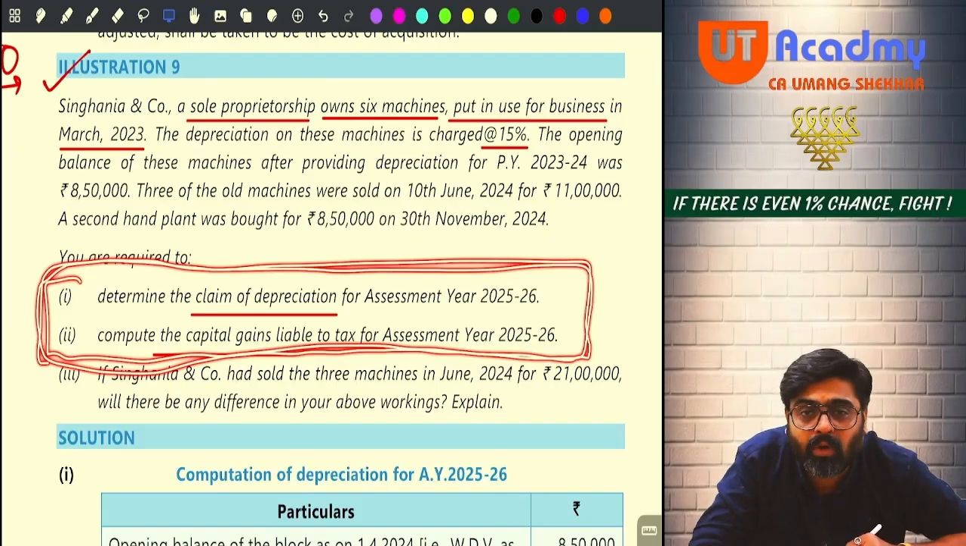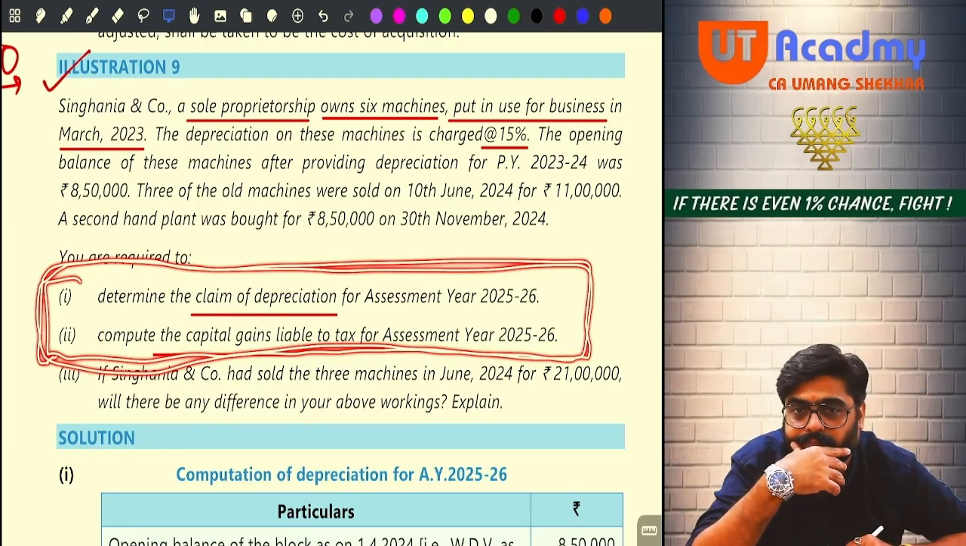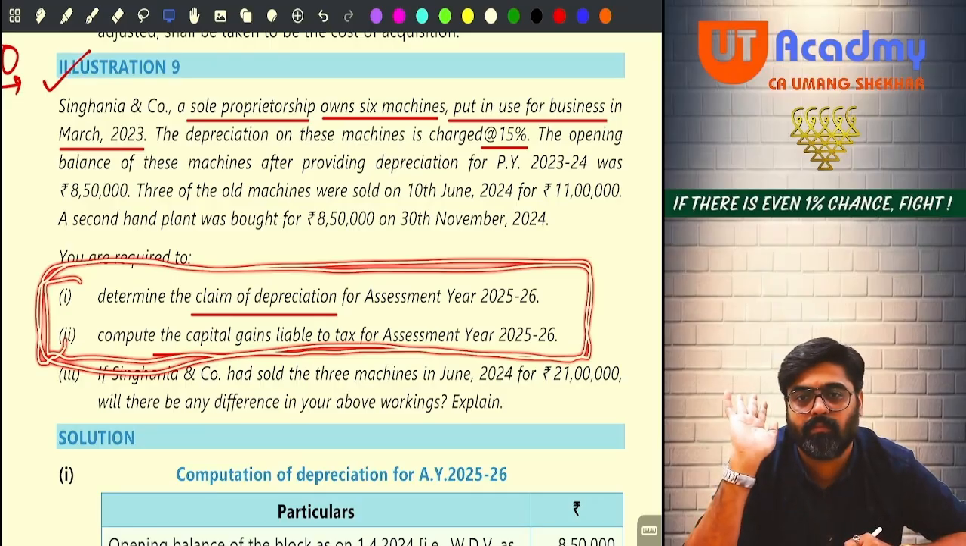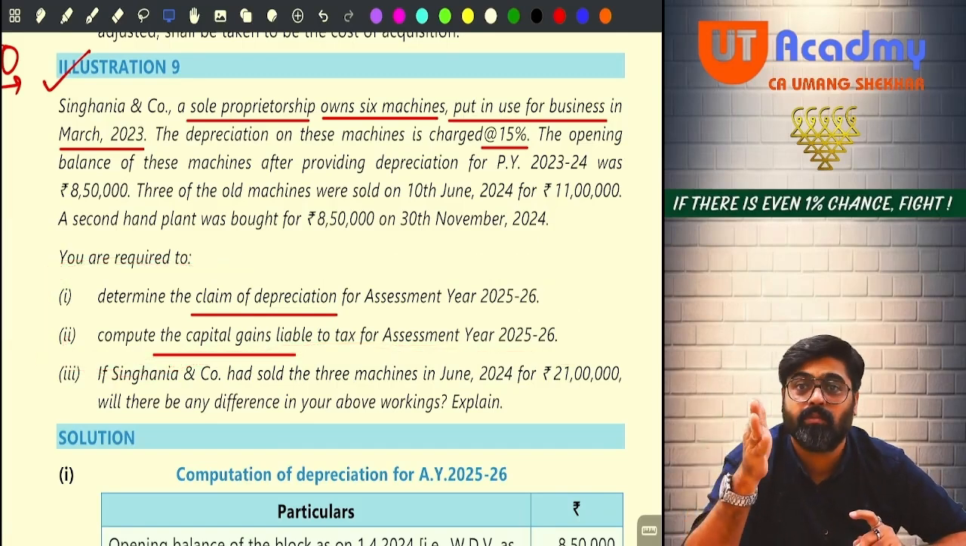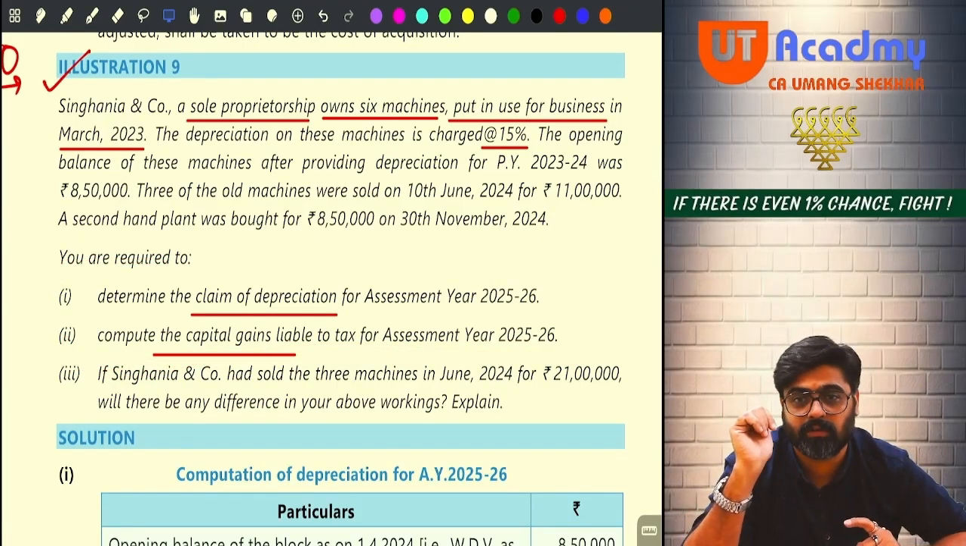These two things cannot come together for a year. If depreciation will come, capital gain will not come. And if capital gain is coming, depreciation will not come. Block ceases to exist. Block does not cease to exist.